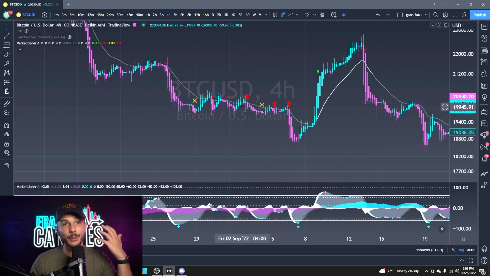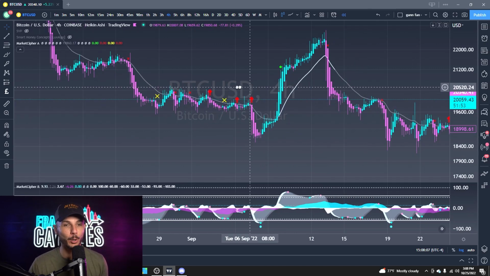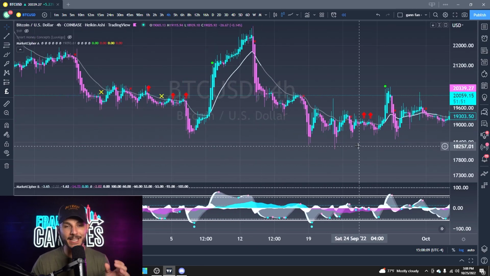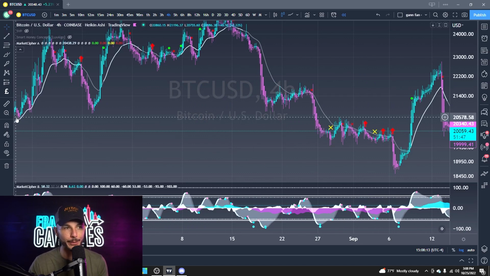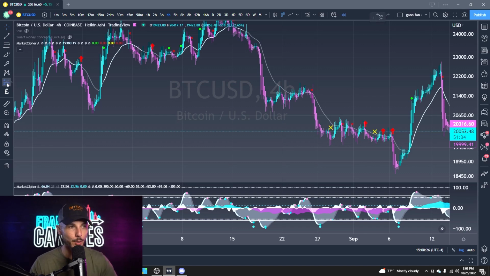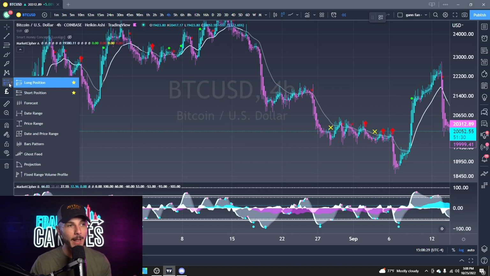Now, obviously, we do have a bunch of different volume profile tools, but for the sake of this video, I'm going to go ahead and use the fixed range volume profile, and that is located 7 tools down on your left-hand side of TradingView. You're going to want to open up this draw and come all the way down to the bottom until you see fixed range volume profile.